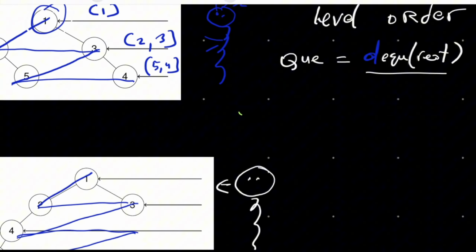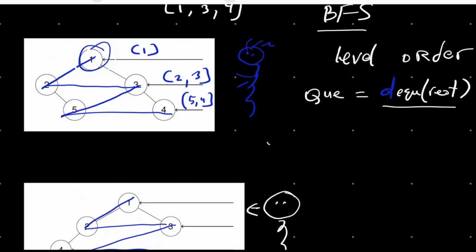Then for each level, what we do, we collect them, right? For the first level, we collect 1. For the second level, we collect 2 and 3, all the nodes, right? And after we exit that level, for example, this level, right? When we exit this level, we return 2 nodes. Let's say 2 and 3.